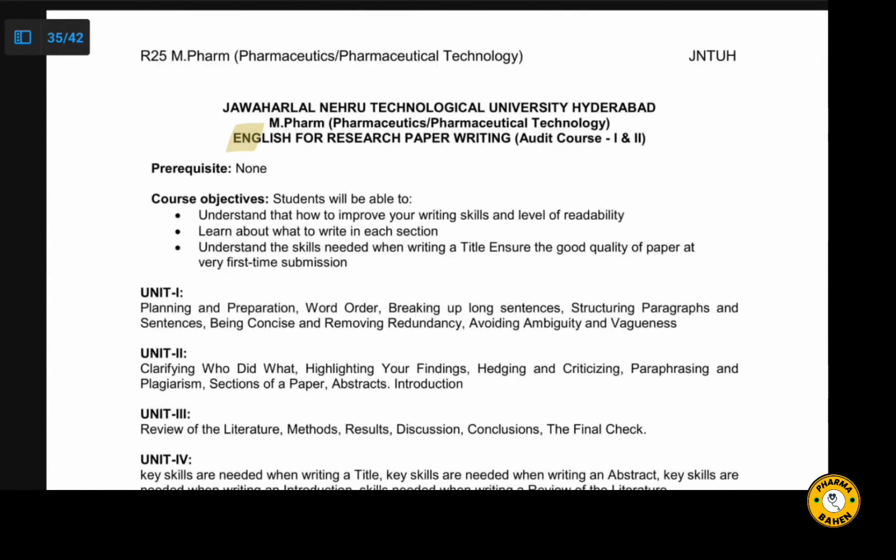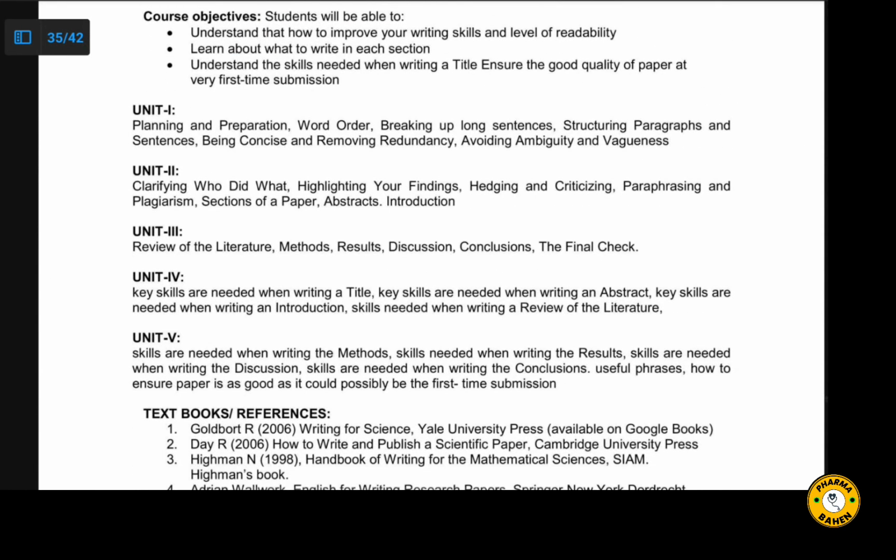The next we have English for Research Paper. In this, the paper and the planning of the research, clarifying who did what, and the review of the literature, key skills needed for writing the title, and key skills needed for writing the methods.